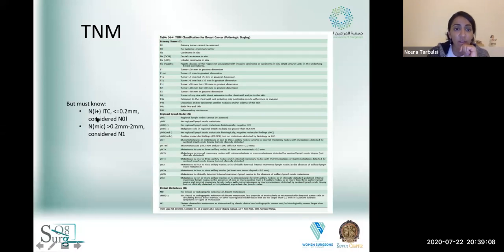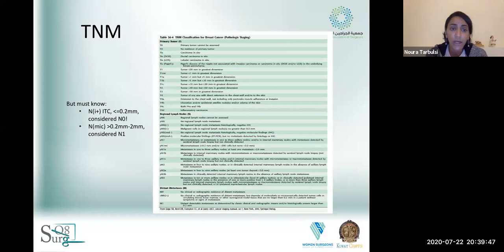If it ever mentions in the question N(i+), i+ means isolated tumor cells. It means when they cut the node and put it under the microscope, they saw very rare scattered tumor cells or a cluster that's not more than 0.2 millimeter. And it's considered N0, okay? So basically, isolated tumor cells or N(i+) is considered N0. We don't do dissection for this. We don't give chemotherapy for this, but it's a pathological classification we have to know.